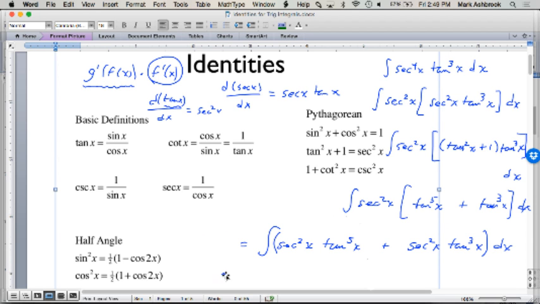Okay, so the first term's antiderivative is 1/6 tangent to the 6th, plus 1/4 tangent to the 4th. Let's see.